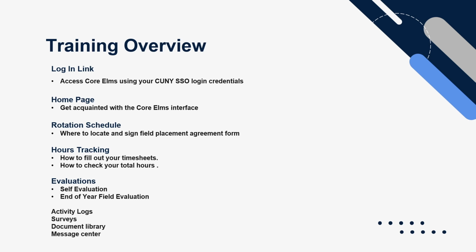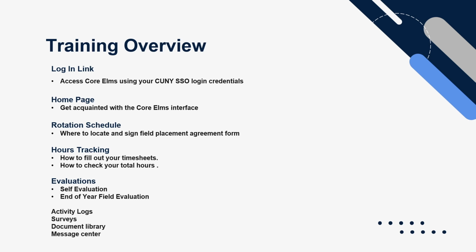First, we will go through the login link, which is where you access Core Elms using your CUNY SSO login credentials, and then the home page. We want you to get familiar with the platform and learn to navigate the different functions of Core Elms. Next, we have the rotation schedule. This is where you locate the field placement agreement form.